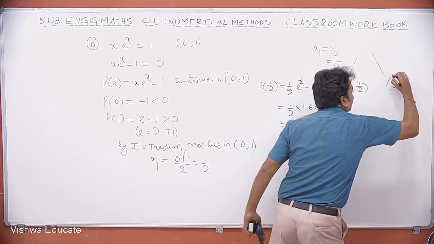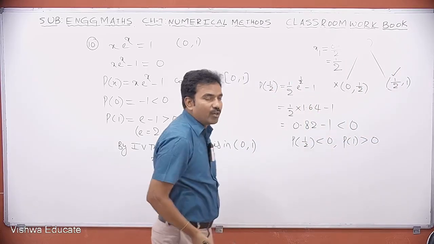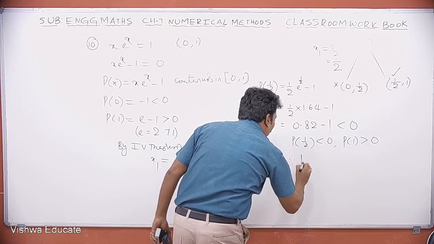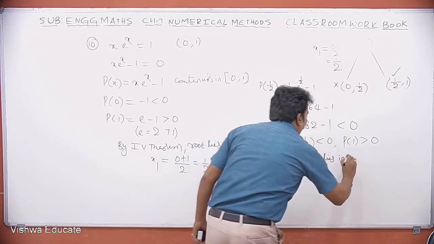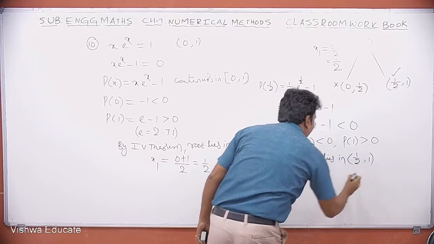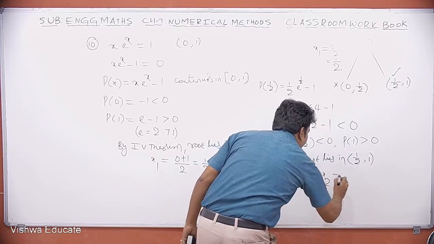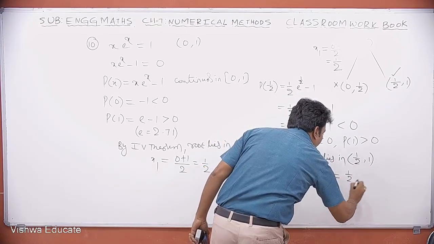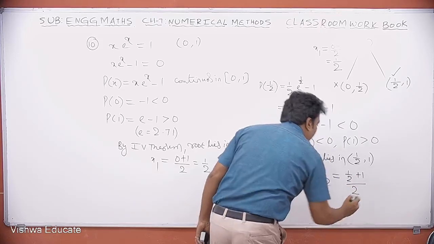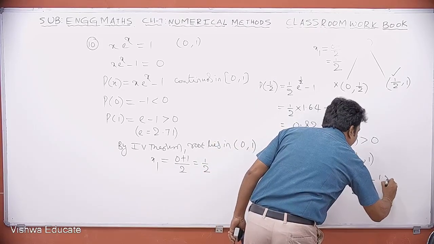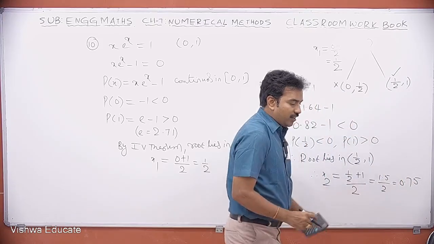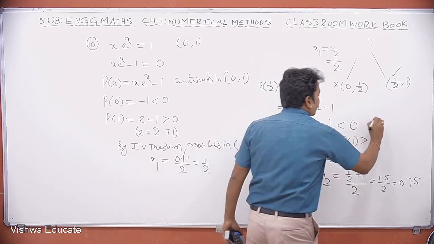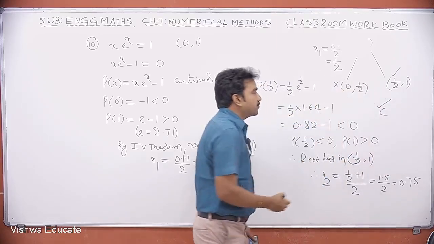Therefore, root belongs to second subinterval, that is 1 by 2, 1. Therefore, root lies in open interval 1 by 2, 1. Therefore, the value of root in the second iteration is midpoint of this interval, 1 by 2 plus 1 divided by 2. This is 1.5 divided by 2. So this is 0.75. So option C is right answer. Note these points.